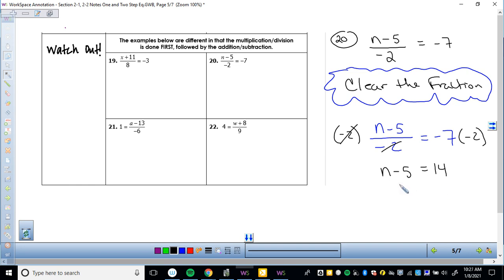You have to do what you do on the right side to the left side. So minus or add 5. Thank you. Add 5 to the 14. Perfect. Negative 5 plus 5 is 0. That's how we've moved it to the other side. N equals 14 plus 5, which is 19. Box your answer, and you are done.